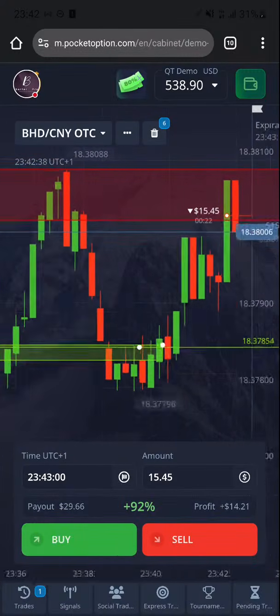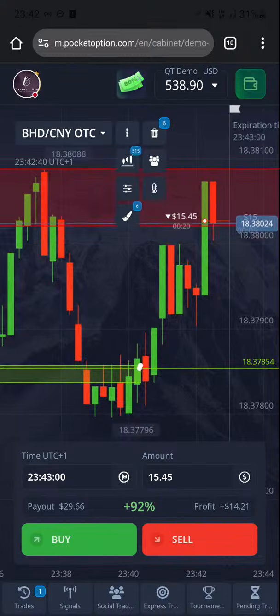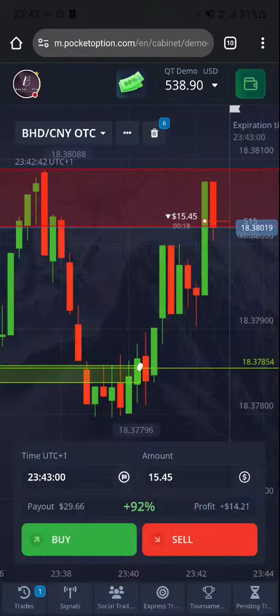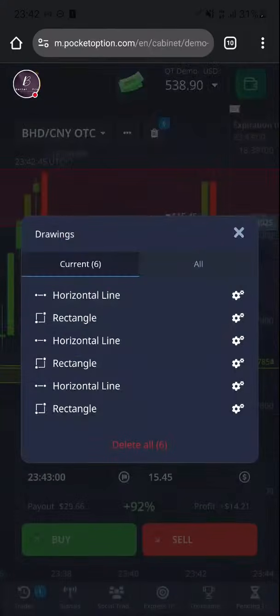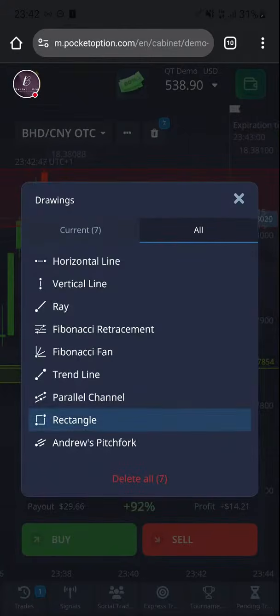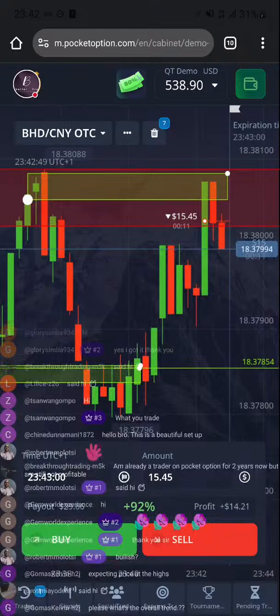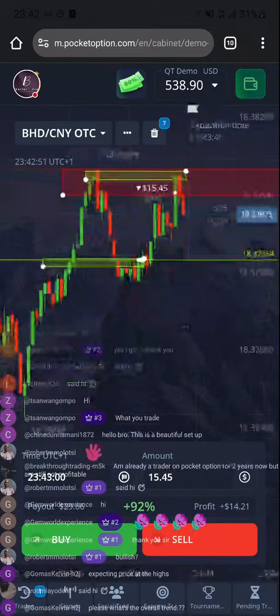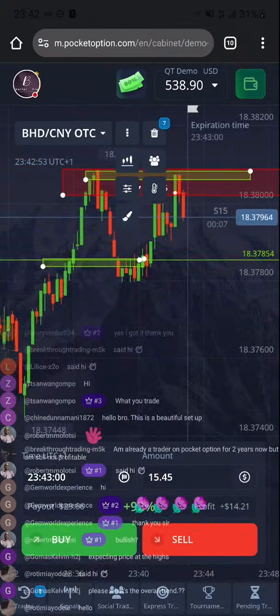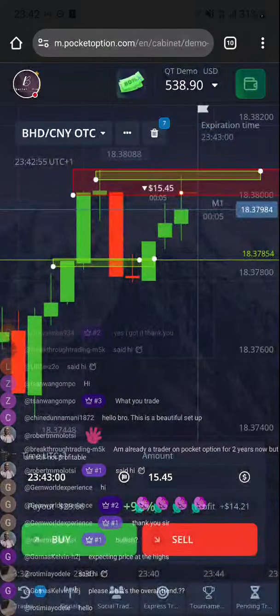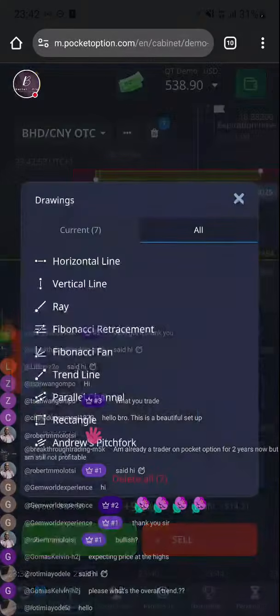Now, the best entry for this trade would have been up here. Let me show you again. The best entry for this trade would have been up here. Why? We have a lower time frame entry up here. Look at this. You understand? So sometimes you take some very good trades.